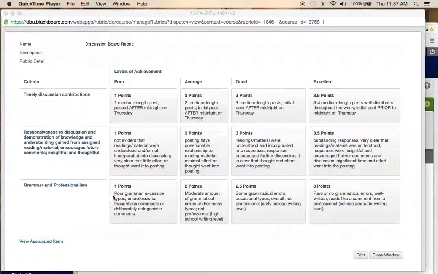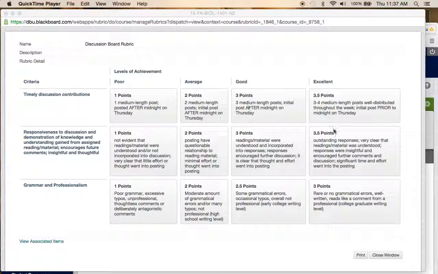And then poor, for 1 point, would be very bad grammar, lots of typos, very unprofessional, or if your comments are deliberately antagonistic. So if you're being ugly in your comments, you will lose points for that. So you need to be very professional and very kind in your comments.